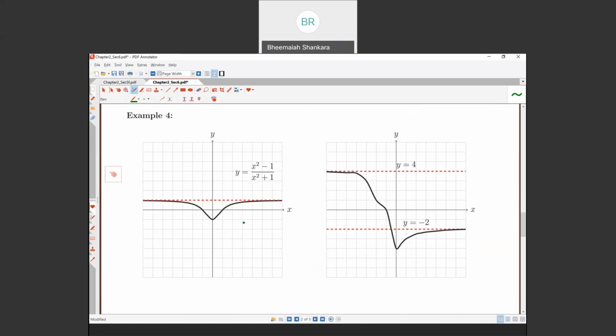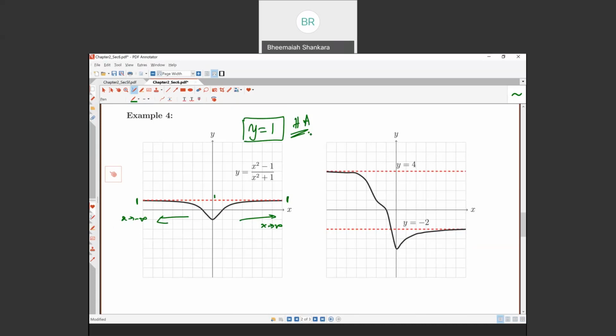When x is approaching infinity, you want to read the functional value. Say this is 1 on the grid. You see the graph is approaching 1. Similarly, when x is approaching negative infinity, towards the left in this direction, the functional value is still 1. So you say that y equal to 1 is the horizontal asymptote.